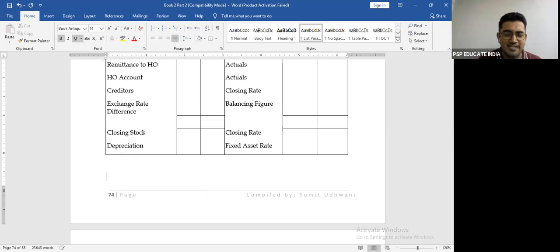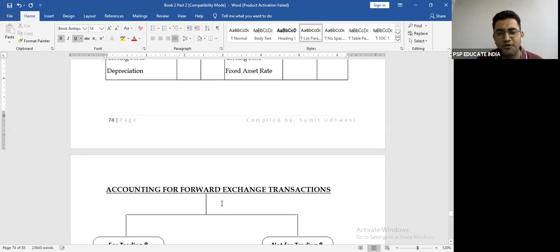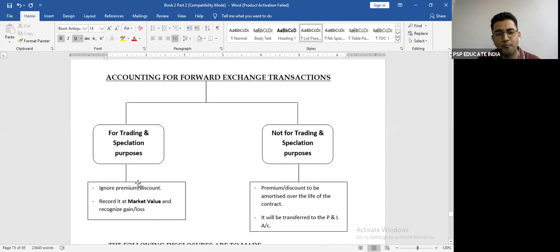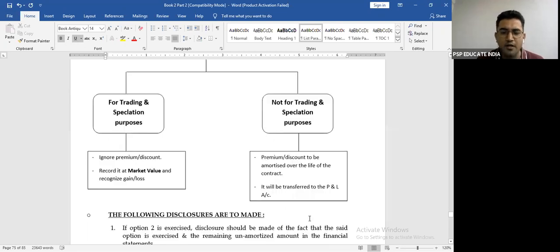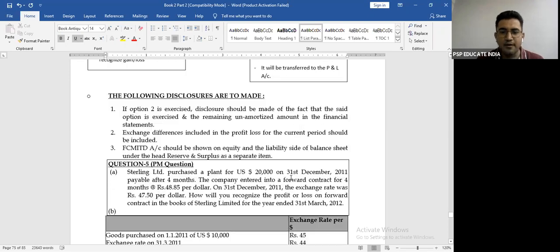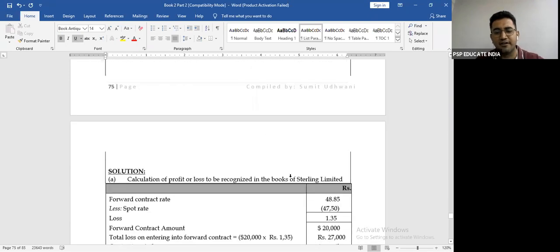After that, we did the last concept, which is forward contract rates. So if it is for speculation purposes, you will ignore premium and discount and you will straight away record it at the market value. So this is something that we did today. If it is not for trading, it will be amortized over the life of the contract and will be transferred to the profit and loss account. Right, this is all that we have done till now.